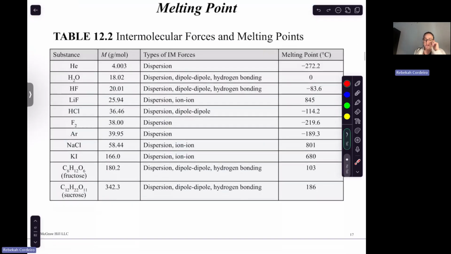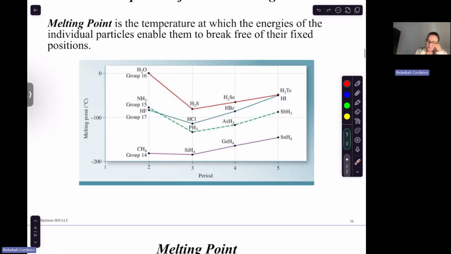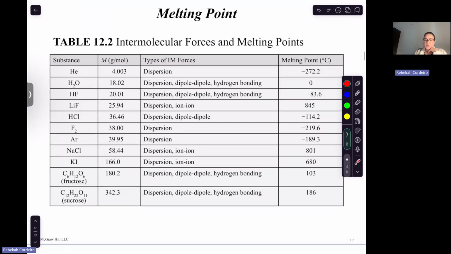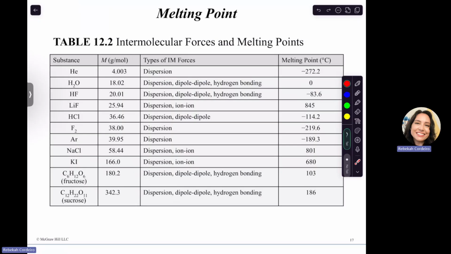If you look here, it's because of the intermolecular forces. So we have these three, you might have noticed, are hydrogen bonding compared to these are dipole-dipole. So the stronger your intermolecular force, the higher your melting point, because the particles are held closer together and tighter together, they're going to be harder to take apart from that whole structure.